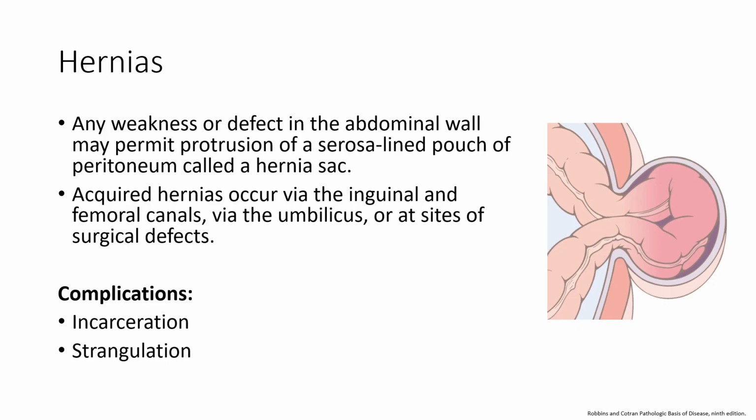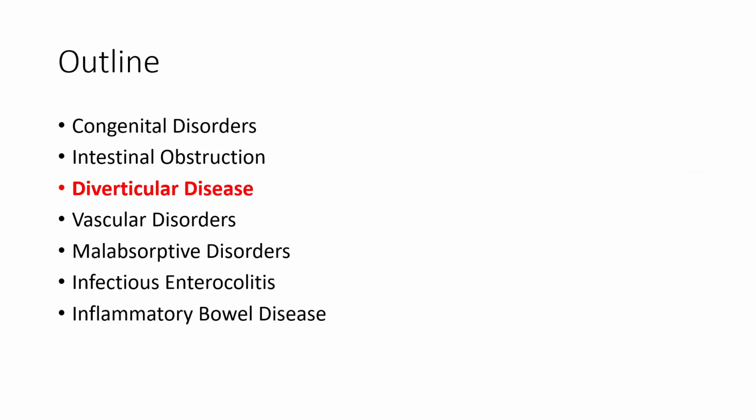There are different types of hernias. These include inguinal hernias, femoral hernias, umbilical hernias. Complications of hernias include incarceration and strangulation. Incarceration means that the hernia cannot be reduced back into the abdomen or pelvis. Strangulation means loss of blood flow to the herniated bowel segment, and this can result in ischemic injury and tissue necrosis.